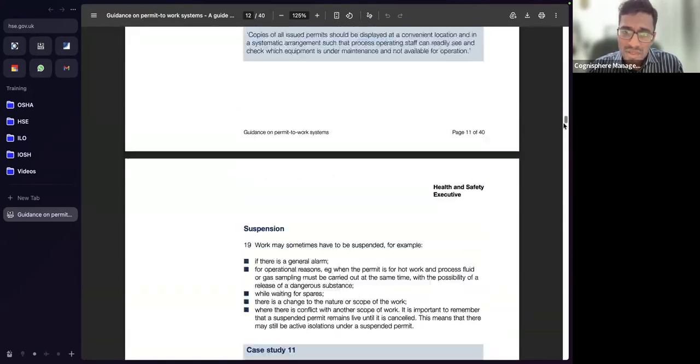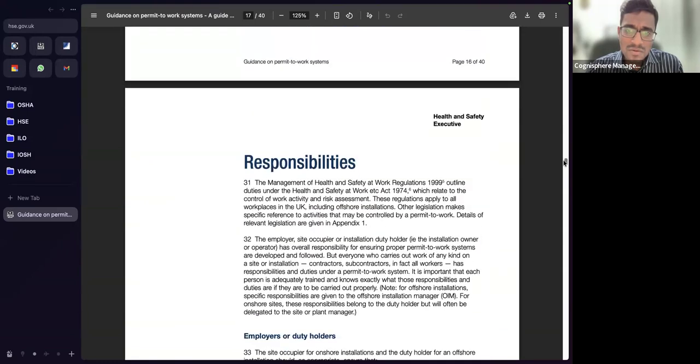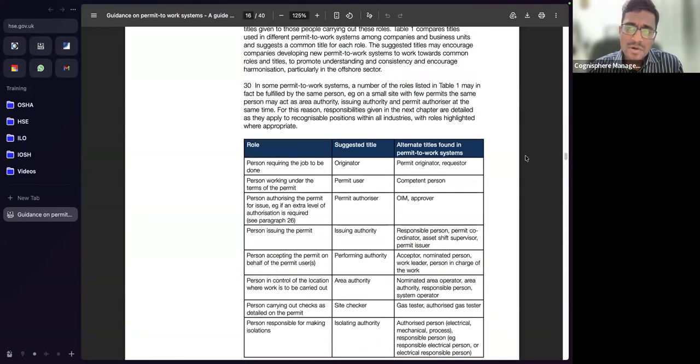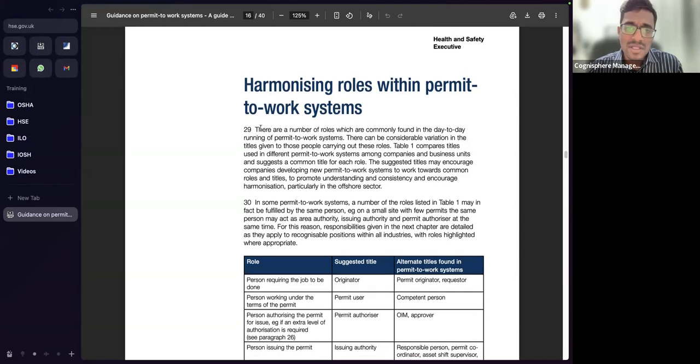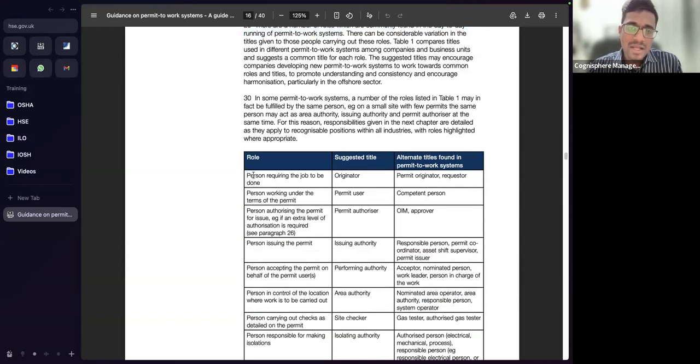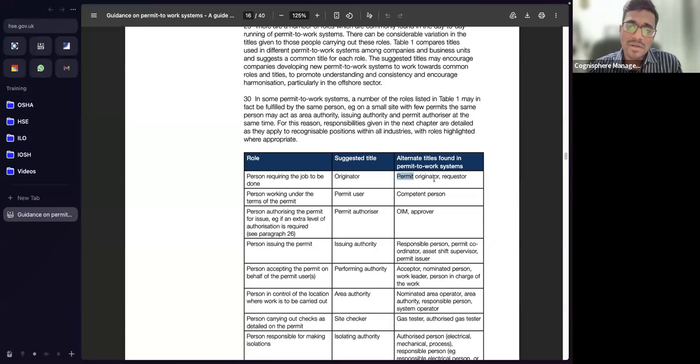And as we move through this document, you don't have to go through this document entirely. Under the permit, there are different roles within the permit to work system. There are a number of roles which are commonly found in the day-to-day running of permit to work systems. There can be considerable variation in the titles given to those people carrying out these roles. So what are these roles? The person requiring the job to be done is called an originator, permit originator, or requester. Then there is the person working under the terms of the permit.